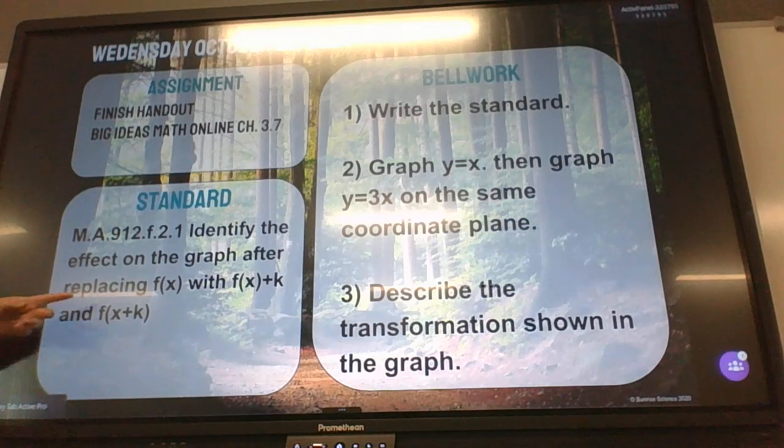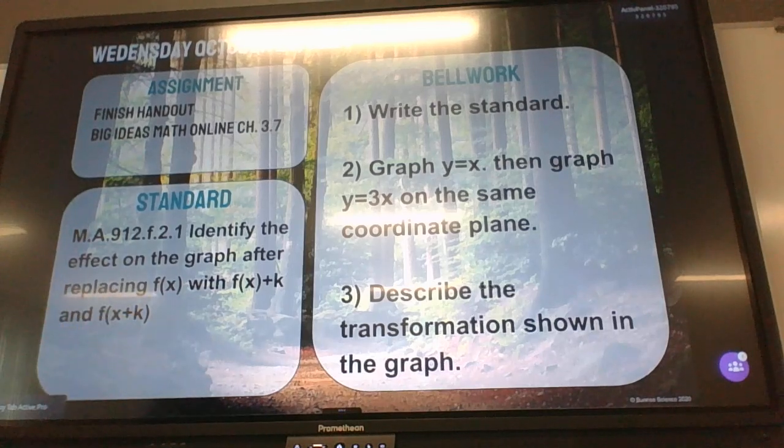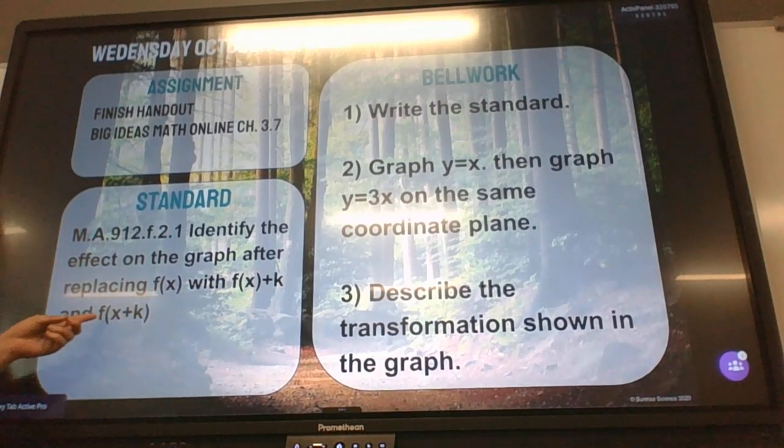And f of x plus k. You know what? Who's written this down already? Let's do thumbs up if you've already written the whole standard.